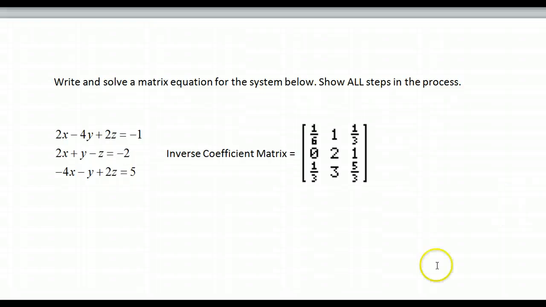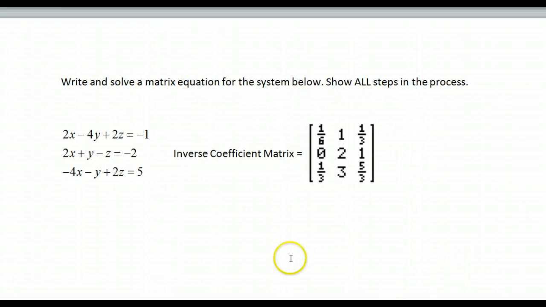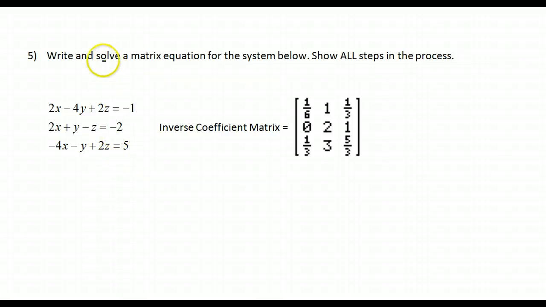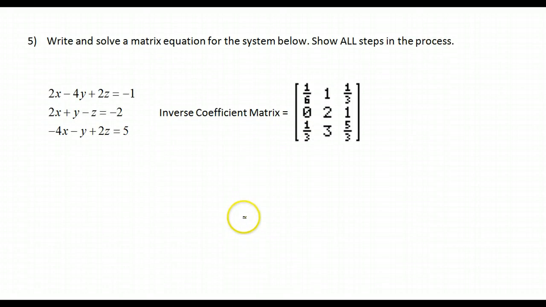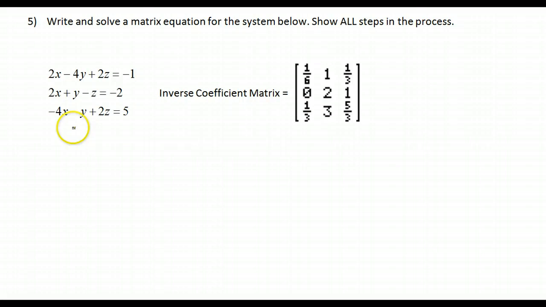Let's do the last problem. Okay, so we're supposed to solve this matrix equation. Well, we're supposed to write a matrix equation and then solve it. Now, watch every step that I show, because you have to show it exactly the way I am. First, we're going to make the matrix equation like this, with your 2, -4, 2, 2, 1, -1, -4, -1, 2.